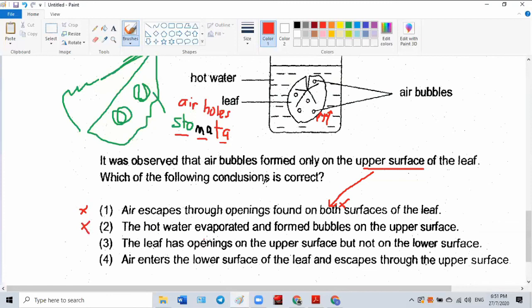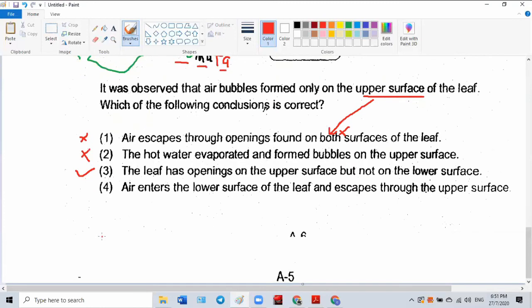The leaf has openings on the upper surface but not on the lower surface. Correct or not? He saw bubbles only on the upper surface. Oh yeah, so then that's true lah. Yes, so true. Finish lah. 3. Okay, I don't bother with number 4 and crack my brain.